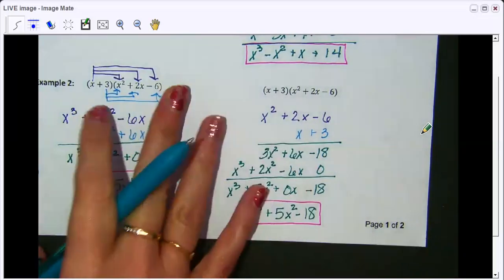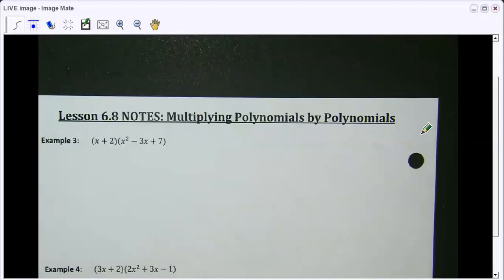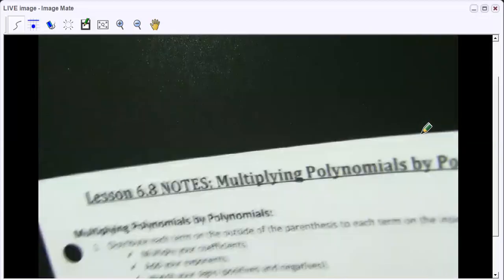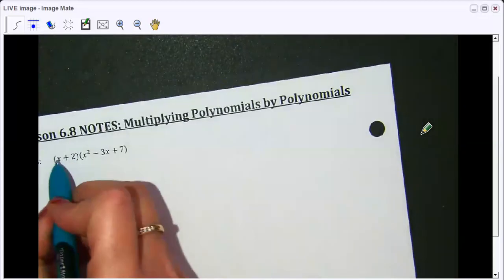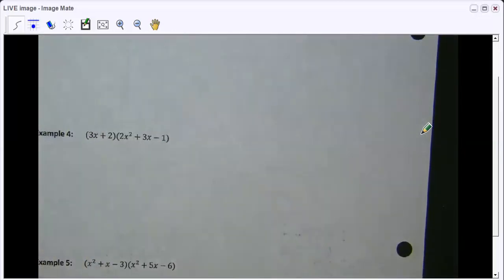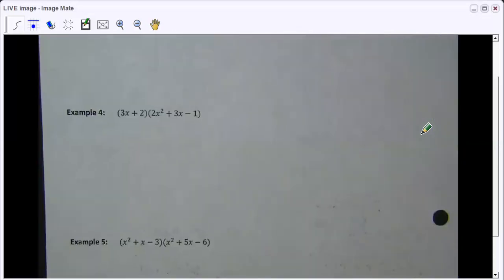Okay, let's go ahead and go to the back. And number 3 is a duplicate from the other side, I think. So yeah, we're going to cross off number 3. And we're just going to go ahead and move down to example 4. Now, I believe you should be able to do example 4 on your own. So I want you to try it.